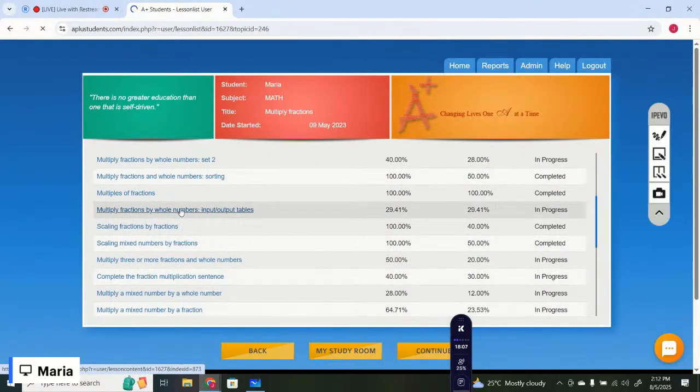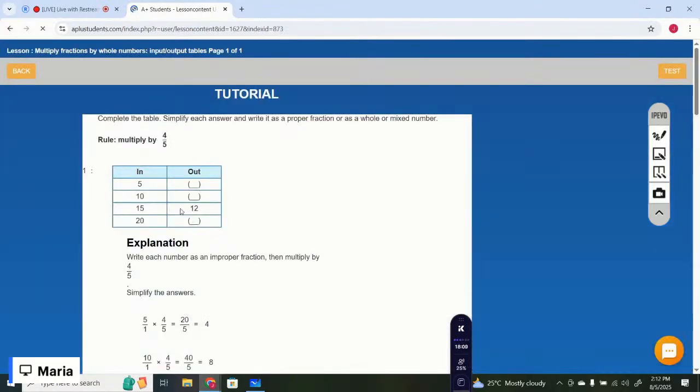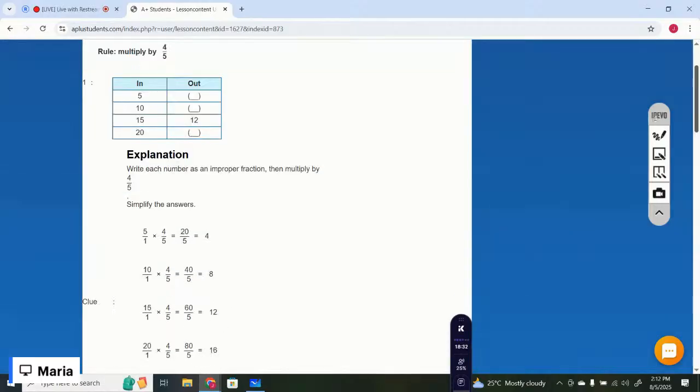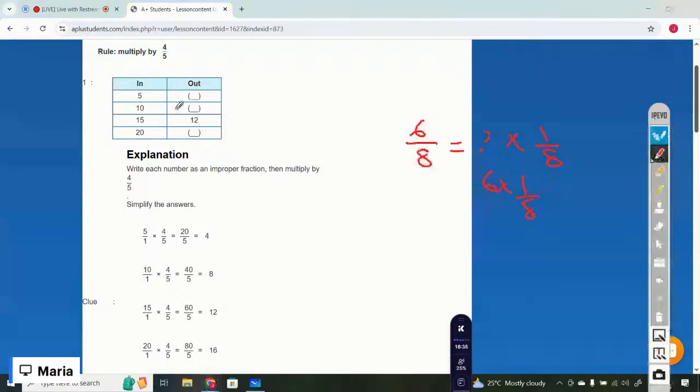Fractions by whole numbers, input-output tables. Let's just start with the sum. Complete the table. The rule is you need to multiply each input value by 4 over 5. So the first input value is 5, right? Let's multiply each input value by 4 over 5.